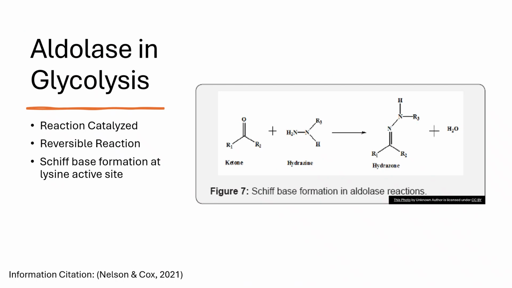In this slide, we'll focus on the enzyme aldolase, which plays a key role in step 4 of glycolysis. We'll cover the reaction it catalyzes, its reversibility, and its unique mechanism involving Schiff base formation at a lysine residue.